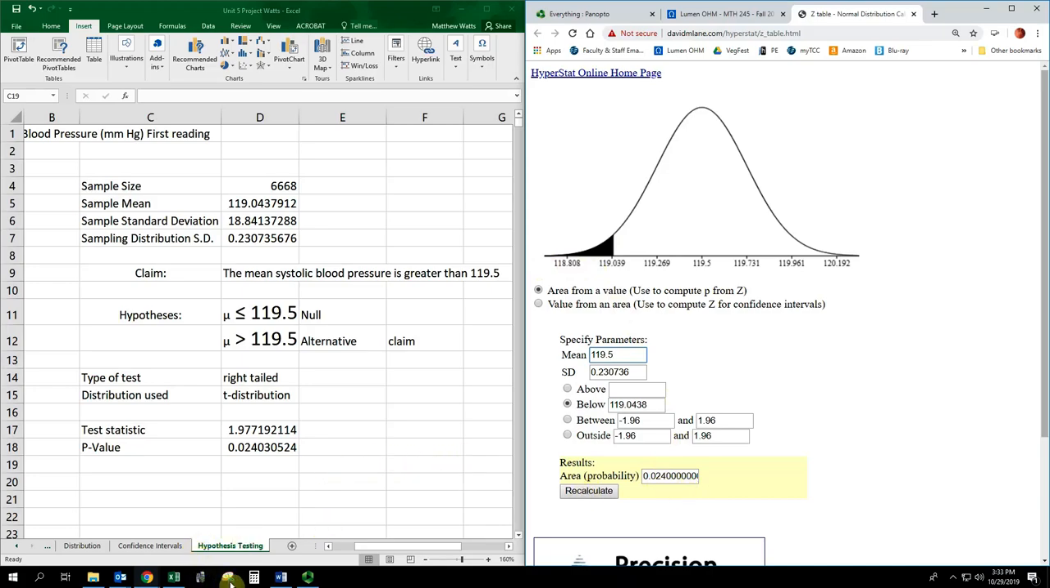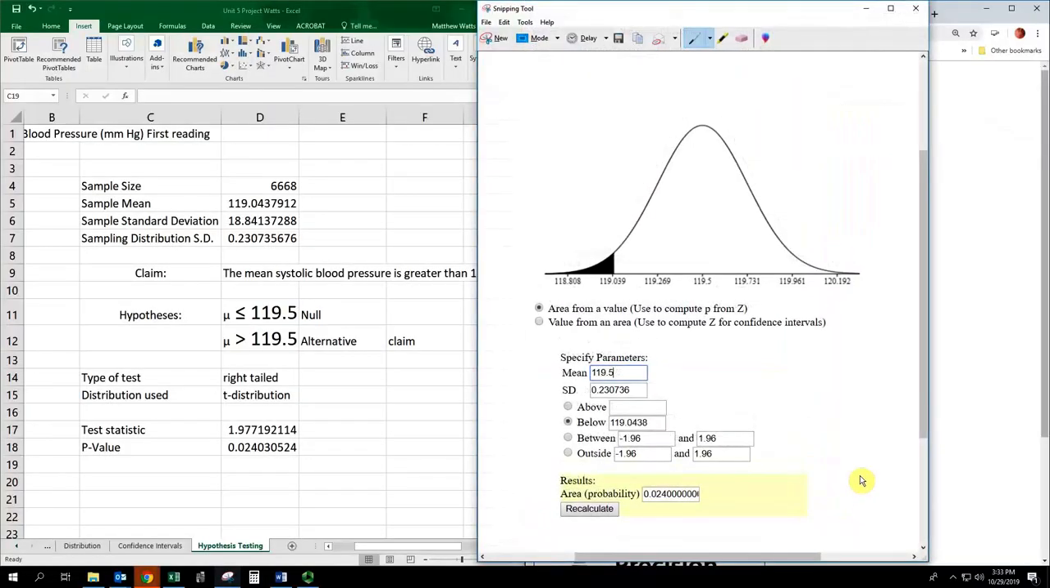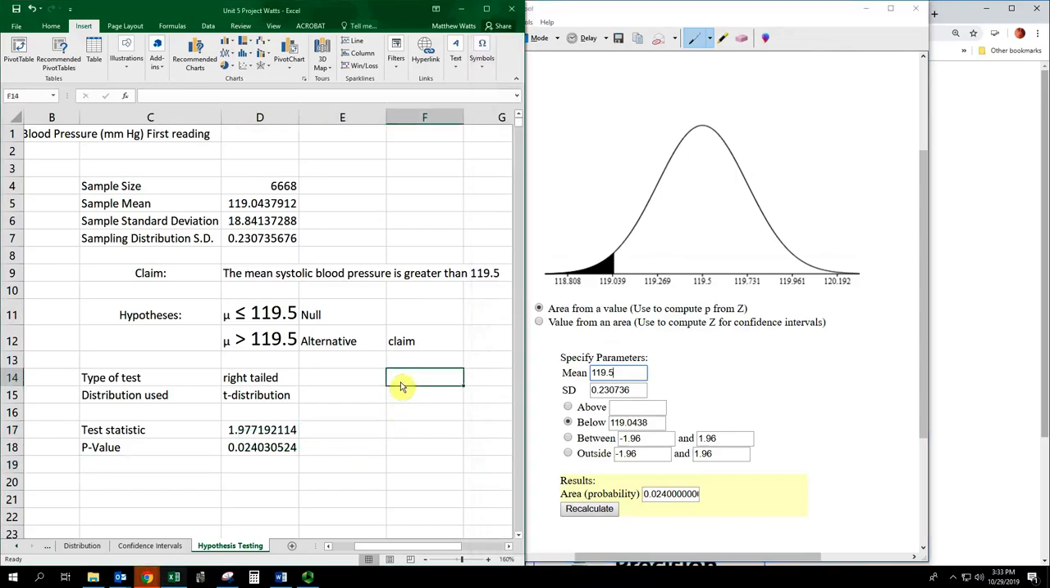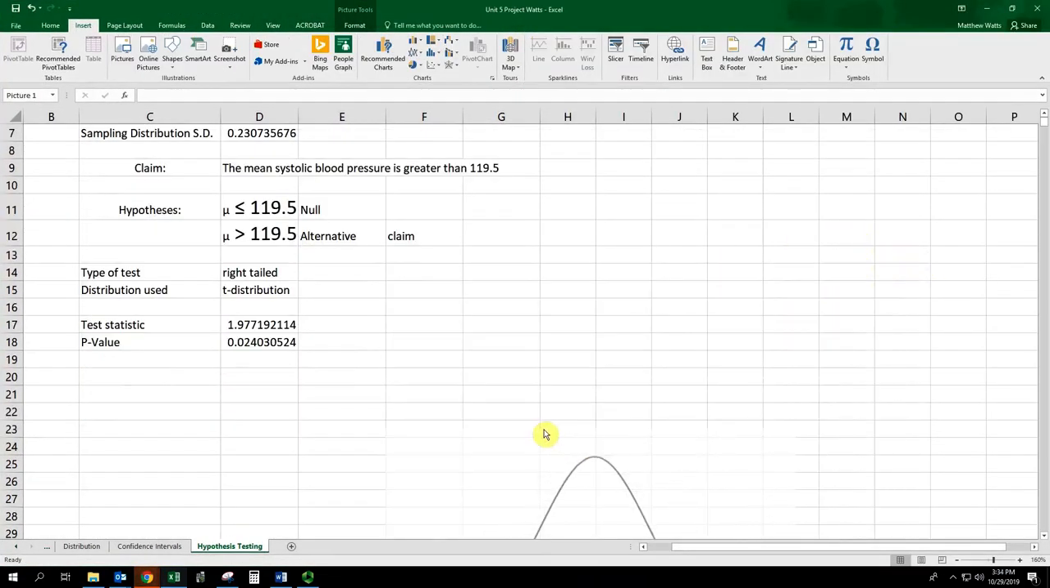So you want to go ahead and grab this. You can use something like the snipping tool to go ahead and cut out this right here and then paste that right on your spreadsheet. You can make it even smaller if you want.